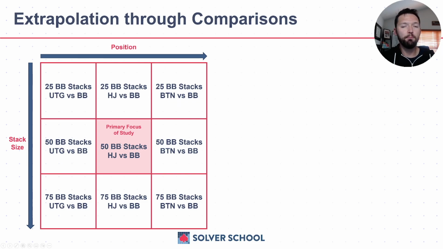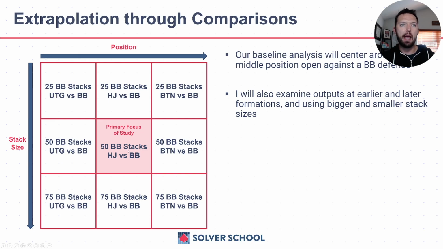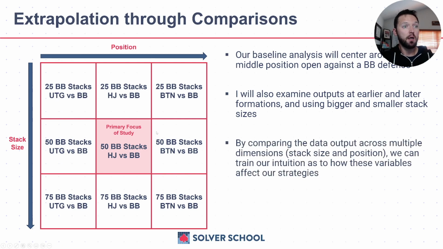So I'm able to go upwards or downwards in multiple dimensions to examine this scenario. Our baseline analysis is going to center around this middle position hijack open against the big blind defense. But I'm also going to examine outputs at earlier and later formations. So I have under the gun opens and button opens versus a big blind defense, and then bigger and smaller stack sizes. I have stack sizes at 25 big blinds and then 75 big blinds. My theory here is that by comparing the data outputs across multiple dimensions, whether it's stack size or position, we can start training our intuition as to how these variables are going to affect our overall strategies.